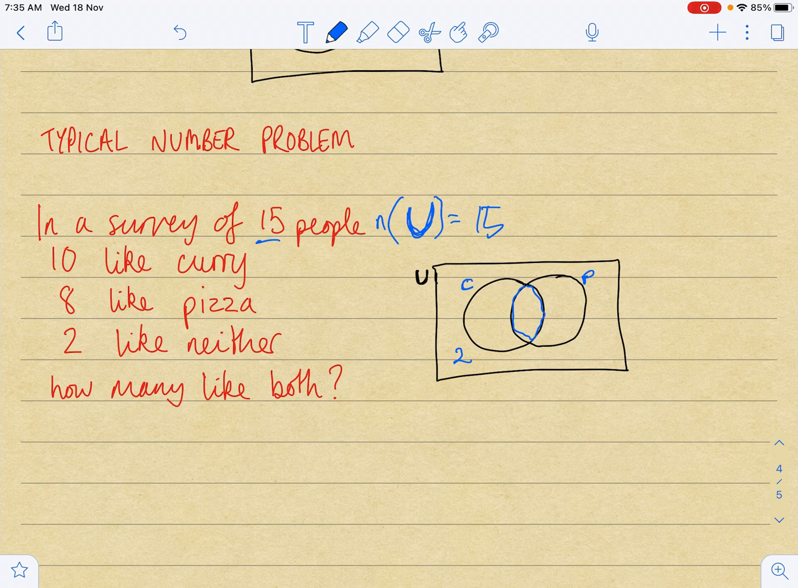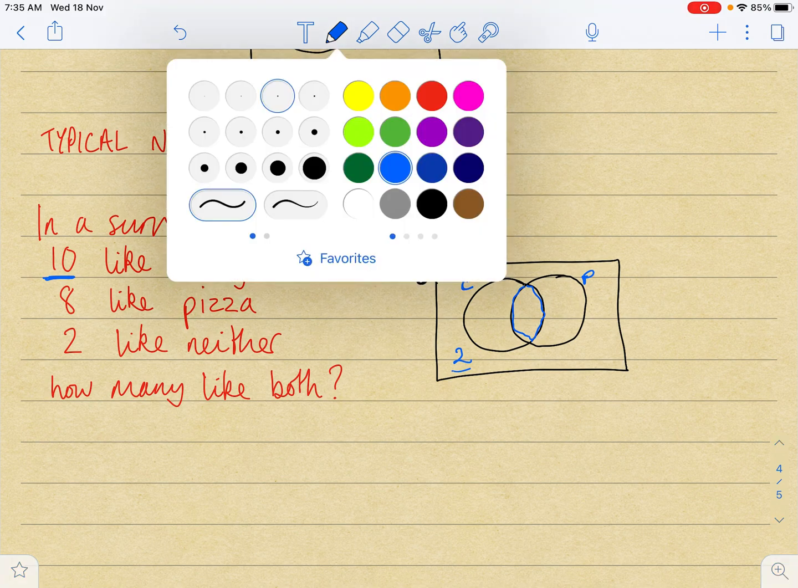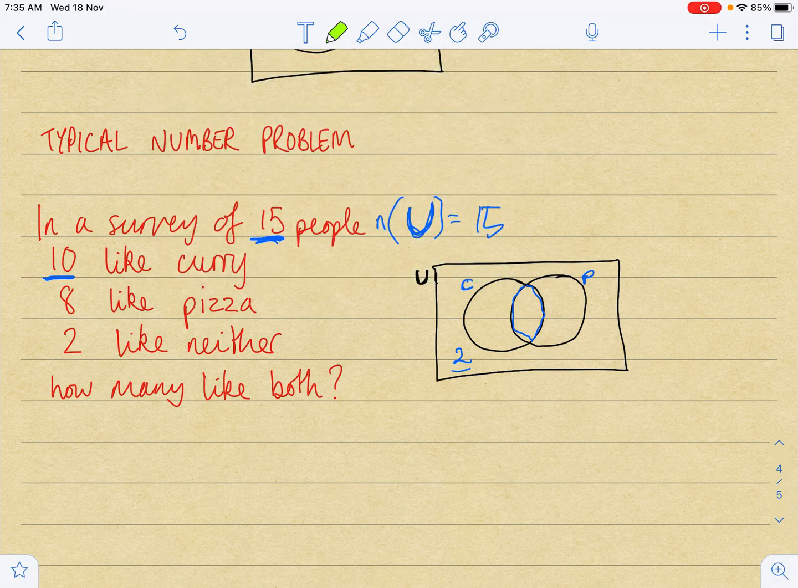How many like both? Well, here the most common mistake is to just go curry 10, pizza 8. Problem is, this already adds up to 20, and then we only surveyed 15 people, so that makes no sense whatsoever. Don't do that. What we're saying here actually is 10 like curry. That means that this section and this section, this and this add up to 10. So this pink area has to add up to 10. We've got 2 values there.